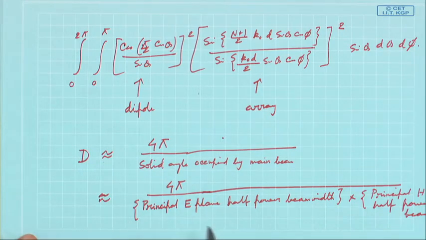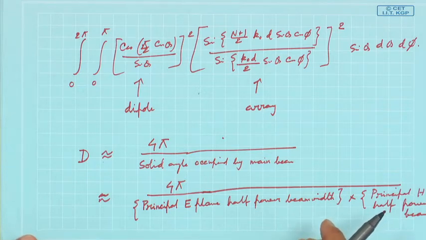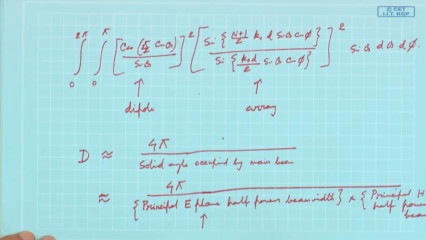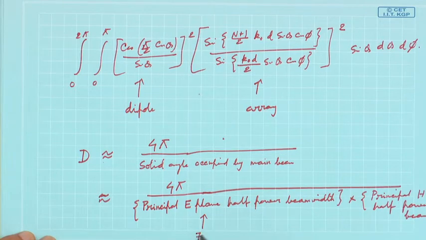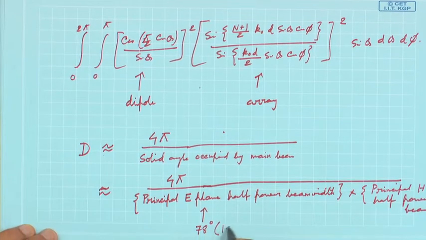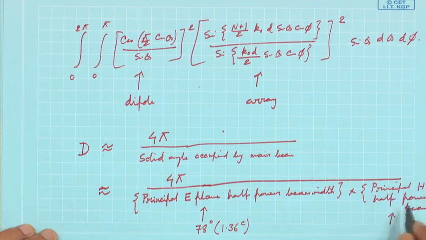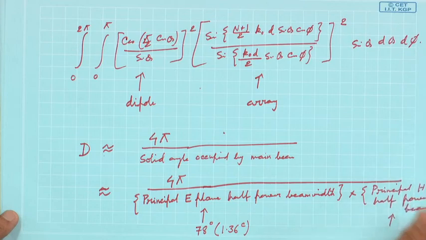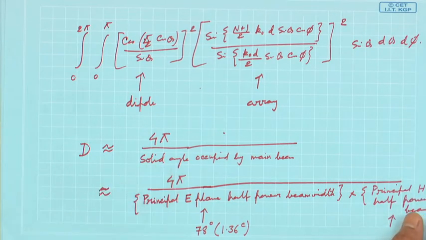Now, for the array we have shown approximately that the principal E plane half power beam width is the same as the dipole's principal E plane half power beam width. So, what is this value for the dipole? This is 78 degrees or 1.36 radian, and the H plane value will be given by the array, so this will come from the array factor. Now, this is half power beam width; we have calculated null to null beam width, that won't do. So, we will have to calculate the half power beam width from our array factor.